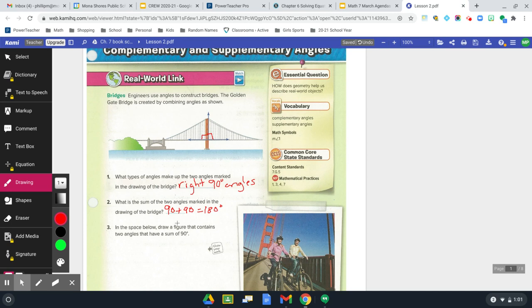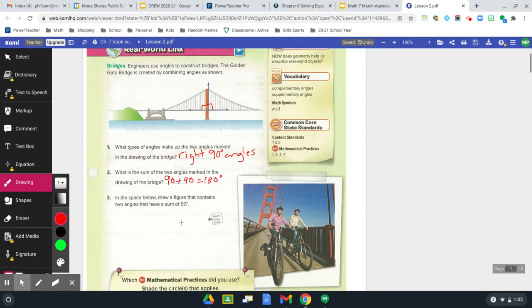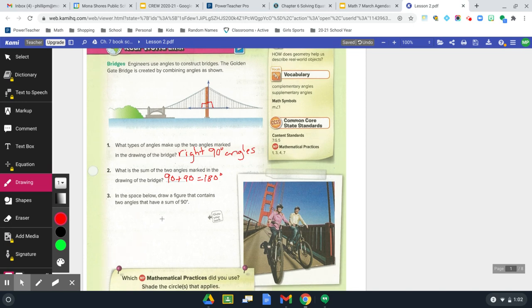Number 3, in the space below, draw a figure that contains 2 angles that have a sum of 90. So in the vocabulary that we just did, we talked about, like number 2, 2 angles that you add together that equal 180 would give you a supplementary angle. Here in number 3, what they want us to do is give really an example of complementary. Let's try that again. Bad drawing. Okay, so I'm going to get a right angle in there.